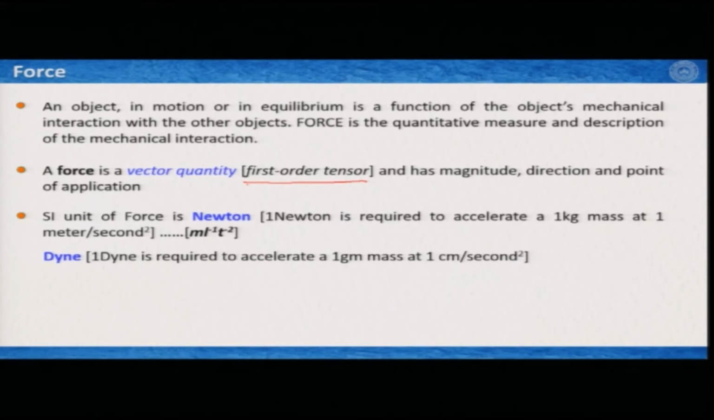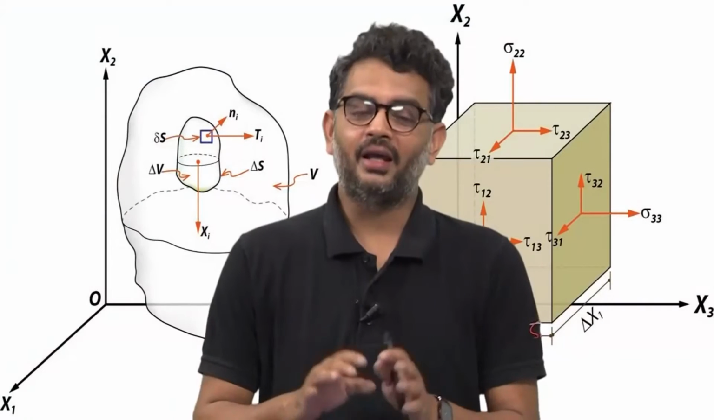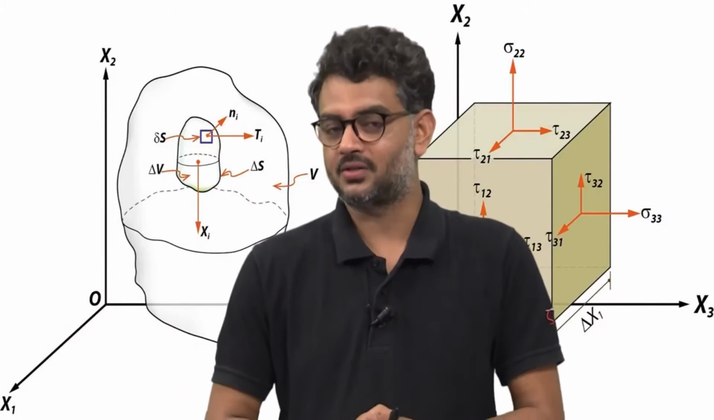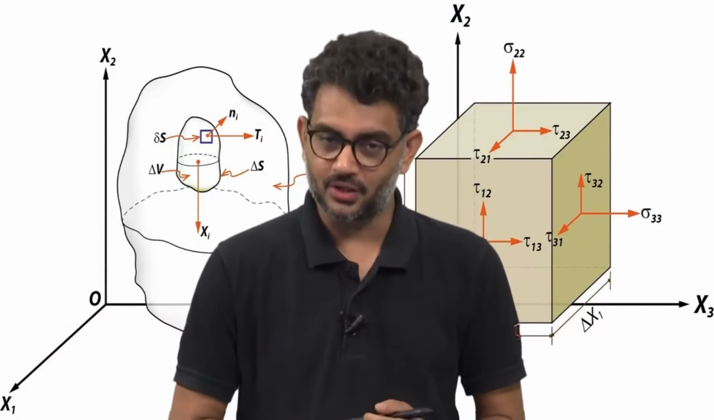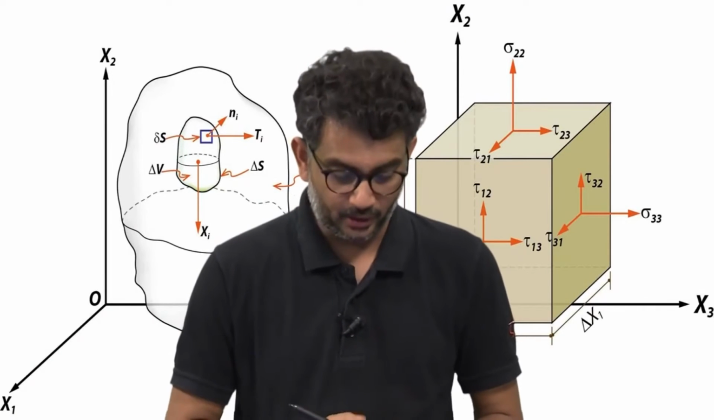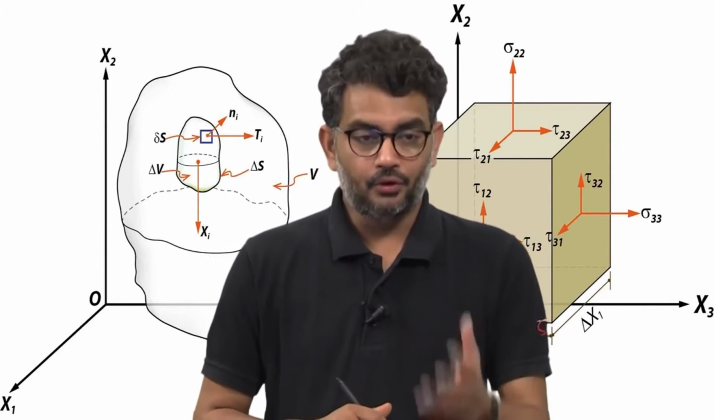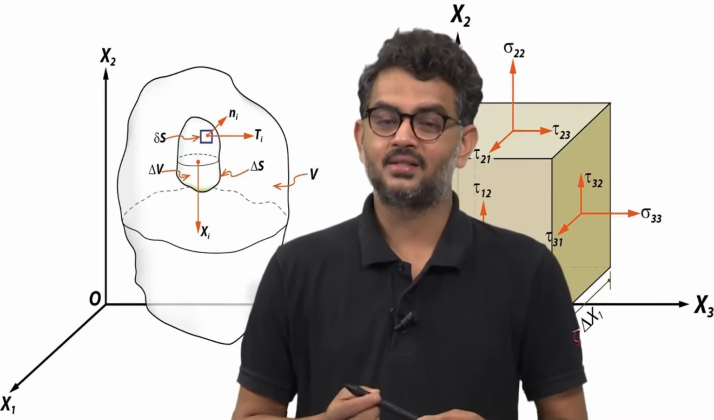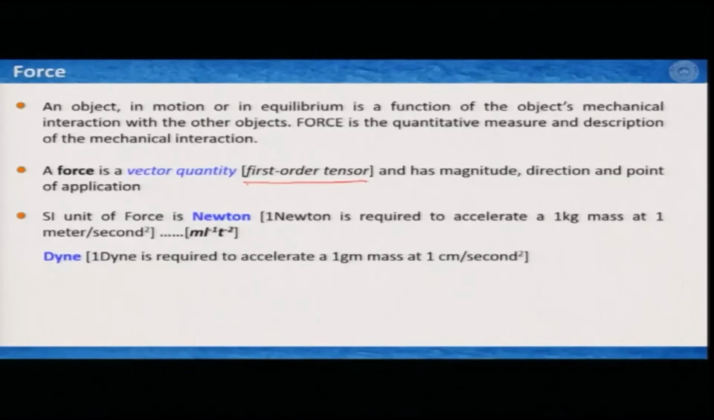So, therefore, it is a first order tensor, and there are possibilities of second and third order tensors, which are not typically vectors, or even higher order tensors. We will learn about it soon, but not in detail. So, a vector is generally a first order tensor. Force, as it is a vector quantity, has a magnitude, direction and point of application.